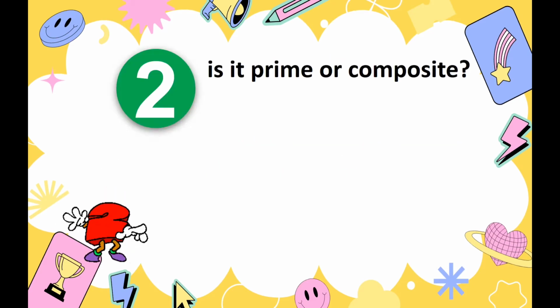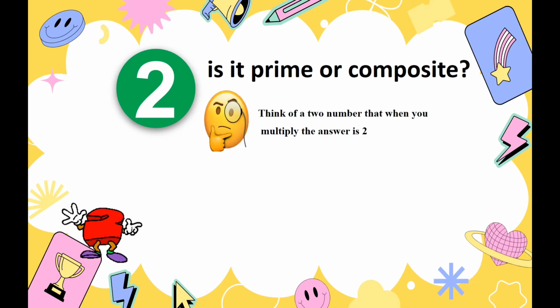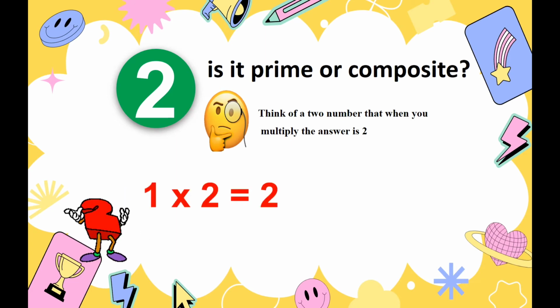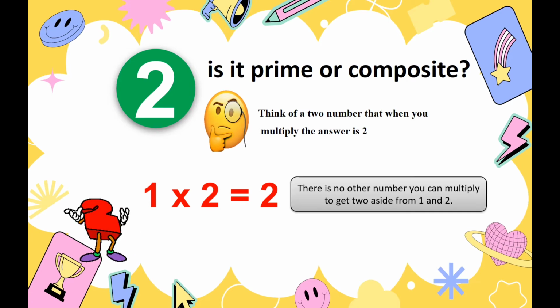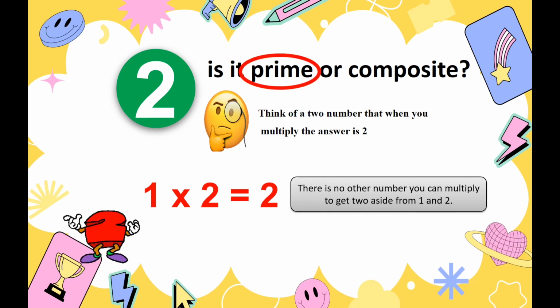So, let's identify if 2 is a prime or a composite number. So, let's think of 2 numbers that when you multiply, the answer is 2. So, 1 times 2 is equal to 2. So, there is no other number you can multiply to get 2 aside from 1 and 2. So, ibig sabihin, si 2 ay isang prime number kasi meron lang siyang 2 factors. Diba po?